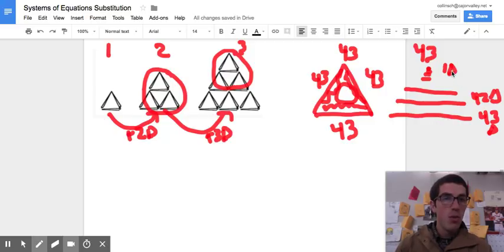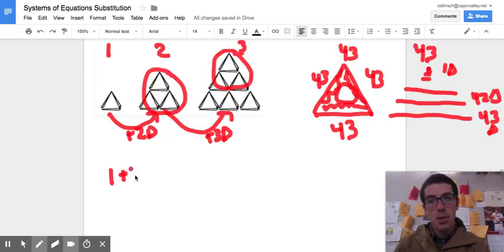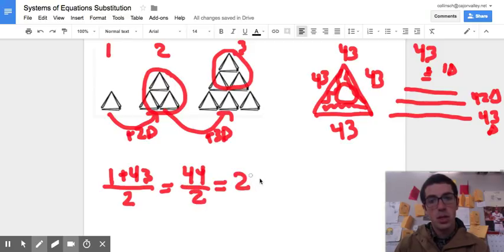He said, what if we just find the average of 1 to 43? Well, if I want to find the average, I'm going to add up 1 and 43, and I'm going to divide it by 2, the amount of numbers that I'm adding up. 43 plus 1 is 44, divided by 2, that makes 22. So that means that this row right here in the middle has 22 triangles in it.